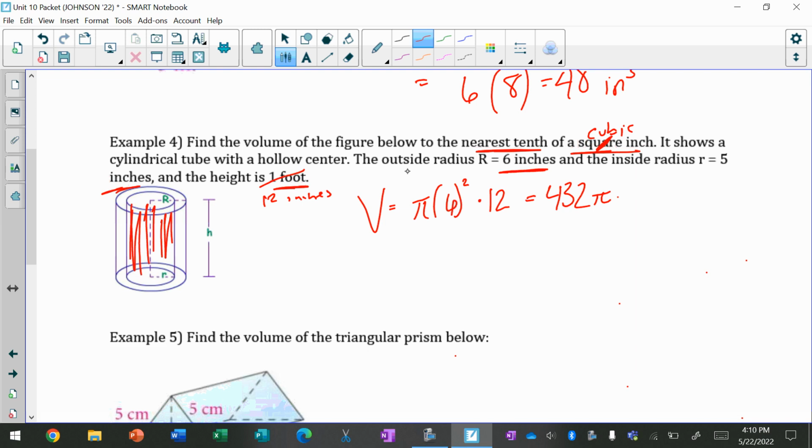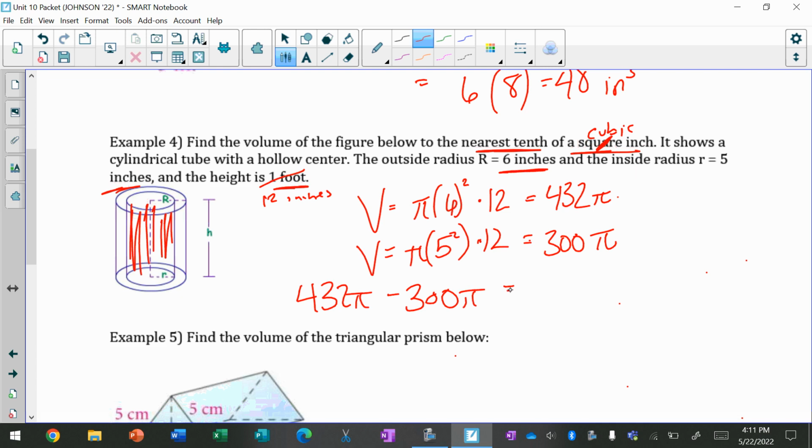Now, we're going to take out the center. We're going to drill out the center of it. So that center cylinder has a radius of 5 inches and also has a height of 12. So 25 times 12, that's only 300 pi. So find the volume of the figure below. It shows a cylindrical tube with a hollow center. So we want to take the whole thing and subtract out the hollow center.